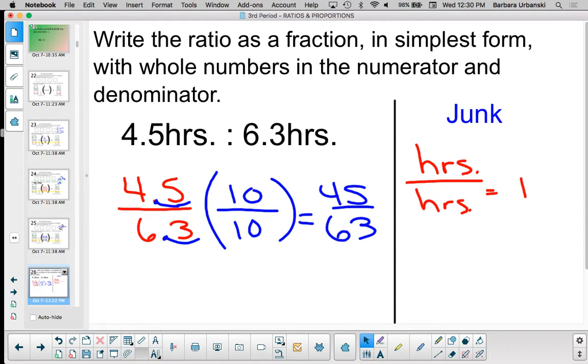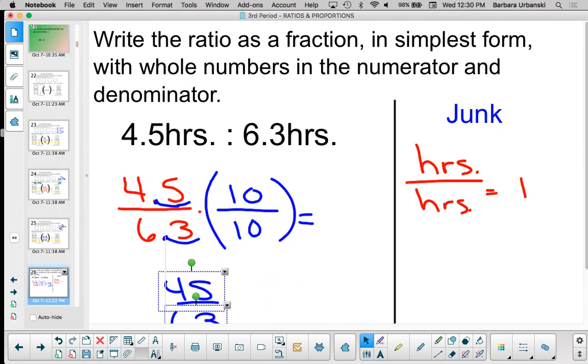Now I'm one step in the right direction because I do have a fraction, because I have a numerator and a denominator. I have whole numbers because I multiplied the numerator by 10 and the denominator by 10. And what property tells me I can multiply or divide any value by 1 and keep its value? The identity property. So now I have 45 over 63. We just want to move it over here.